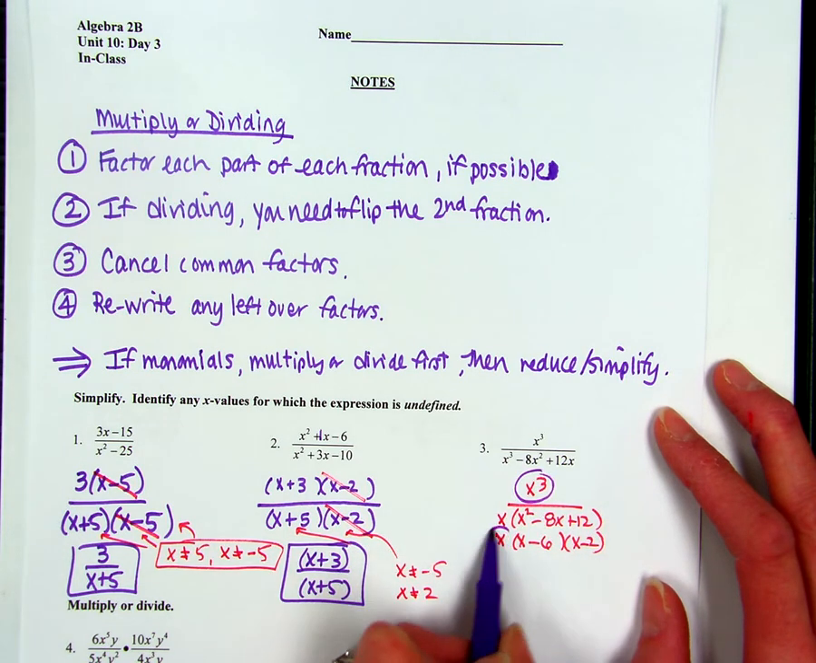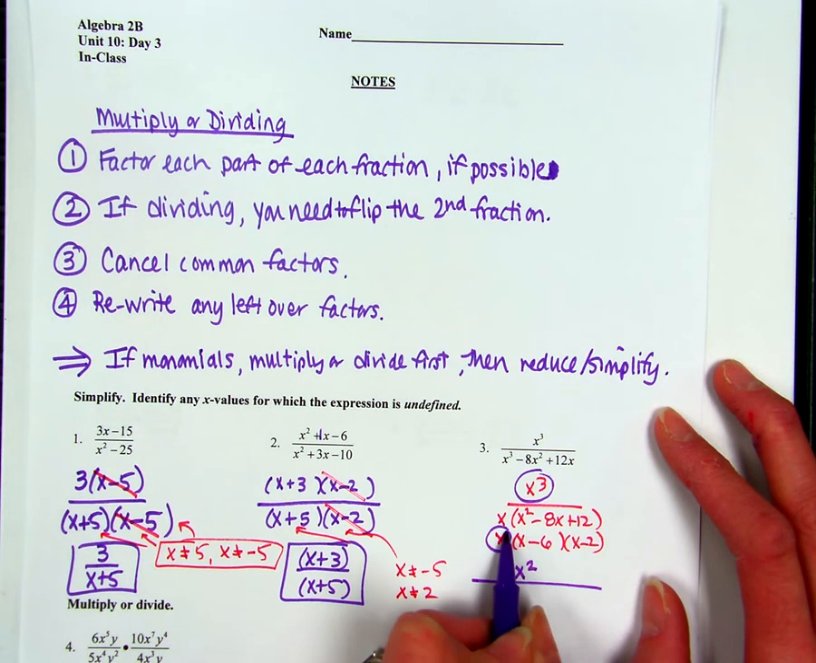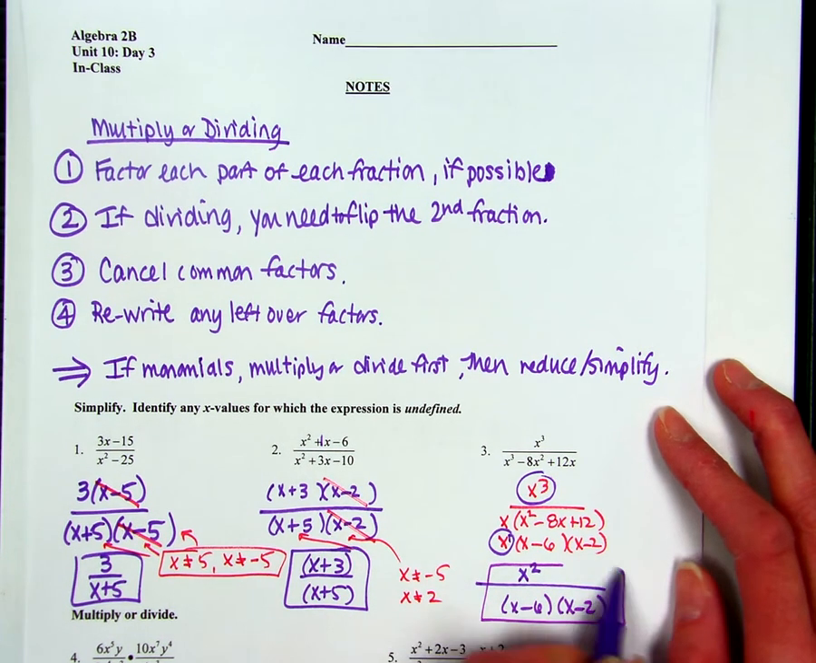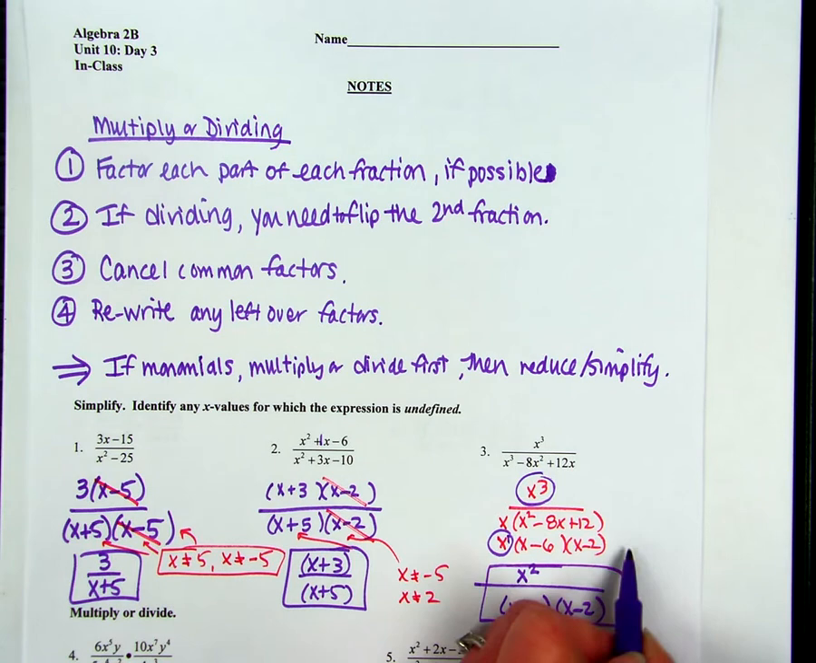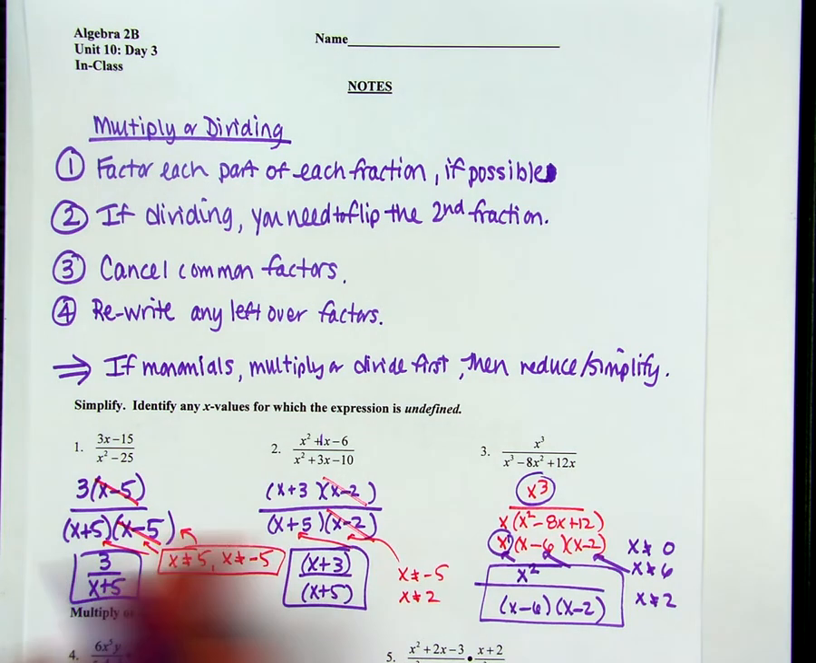But the x cubed over x, we could reduce by taking away an x, right? Or 3 minus 1 gives you 2. And then write down your binomial. So there's your final answer. And then for your undefined values, x cannot equal 0, x cannot equal 6, and x cannot equal 2. Those all come from what would make the denominator equal to 0. All right, so these are the 3 review problems.